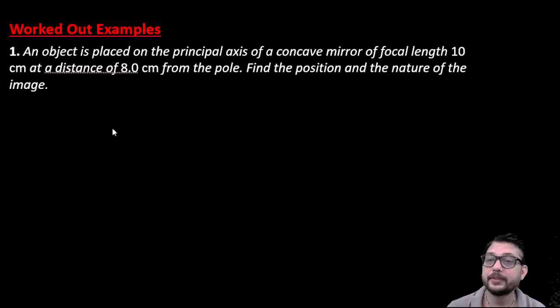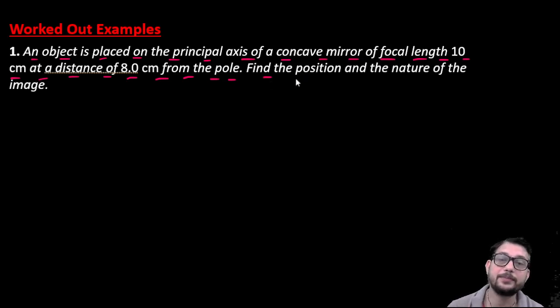This is your example, worked out examples. Here it is given that an object is placed on the principal axis of a concave mirror of focal length 10 centimeter at a distance of 8 centimeter from the pole. Find the position and nature of the image.